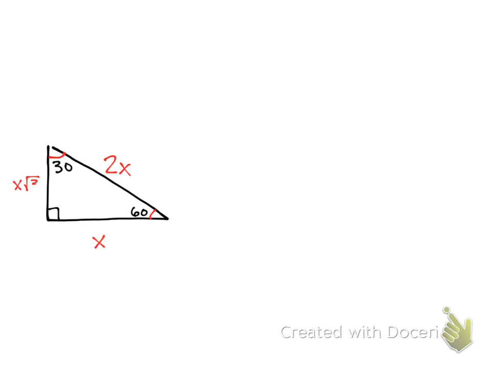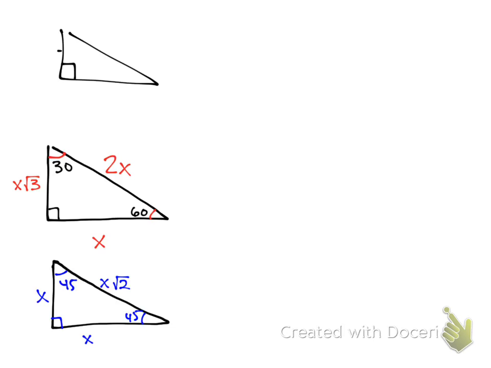Alright, so let's do a couple more. Again, here are our rules. Alright, so let's say we have this. So we have this 45, 45, 90 degree triangle.